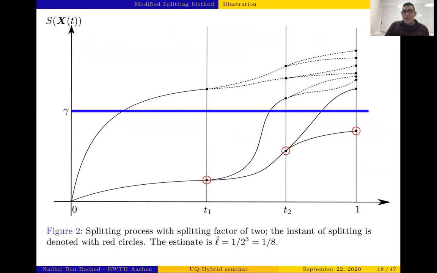This is to illustrate how the algorithm works. At time 0, we start at 0, then we run 2 paths here, so S is equal to 2. If the path is less than the threshold, then we split it in 2. Otherwise, for the other one, we don't continue the simulation, because we know that S of x of t is increasing in time, and this path will end up above the threshold. From T1 to T2, we do the same, and so on. For this very simple case, the estimator is 1 over 8.